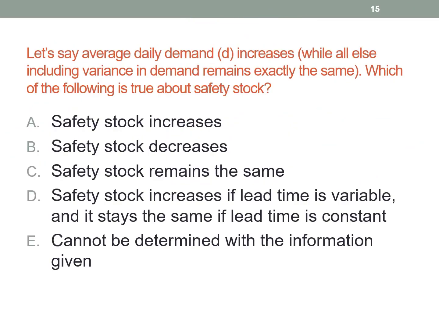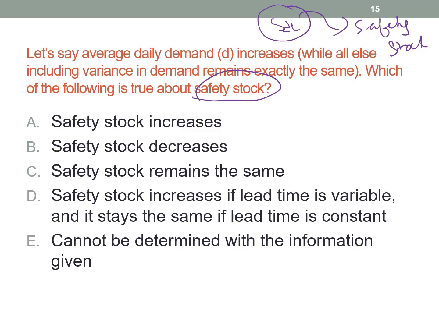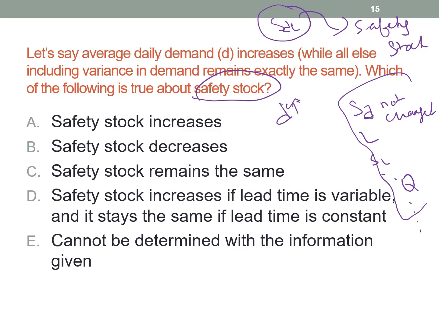Let's do another self-test question. Okay? So if this seems a bit tricky or you don't know what it's talking about, go back and review the slides which talk about SDL. Okay, because SDL is part of safety stock. Okay, and the question is about safety stock. So let's say the average daily demand D increases while all else, including variance in daily demand, remains exactly the same. So SD is the same, not changed, right? Lead time is not changed, SL is not changed, and so forth. Q is not changed, right? And so forth. And nothing else has changed. The only thing that changes is that small d goes up, daily demand increases.